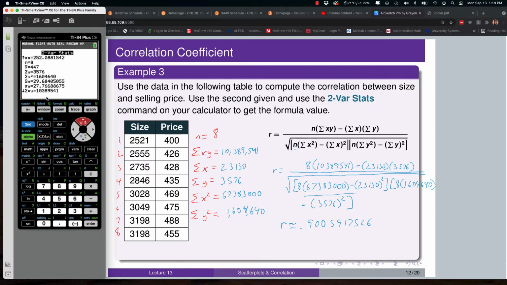But usually we round the values to 3 decimal places, and that's usually good enough. So 0.901 would really be the final answer here. But there's an easier way to get this out of your calculator, and I'm going to show you how to do that next.